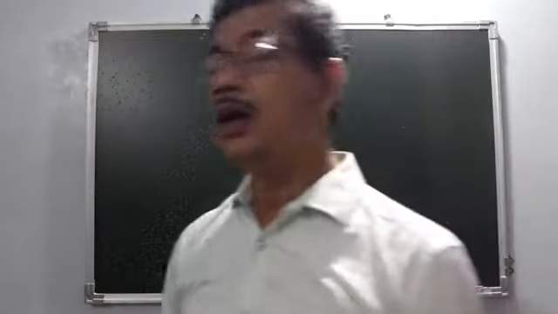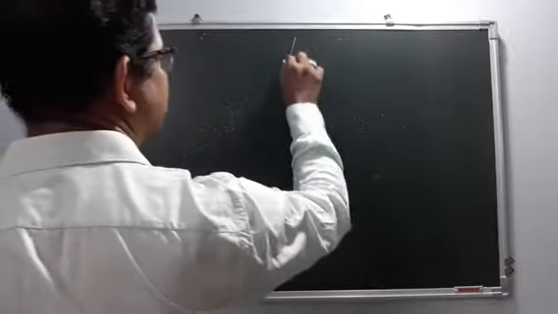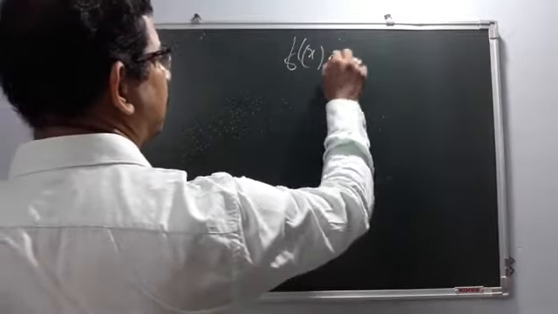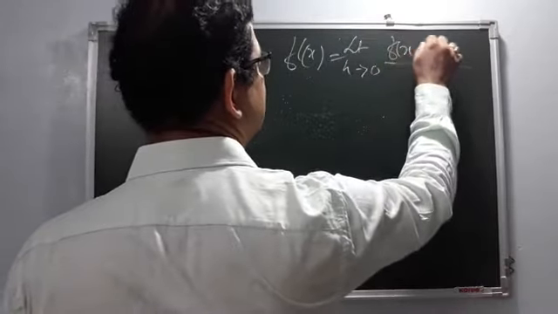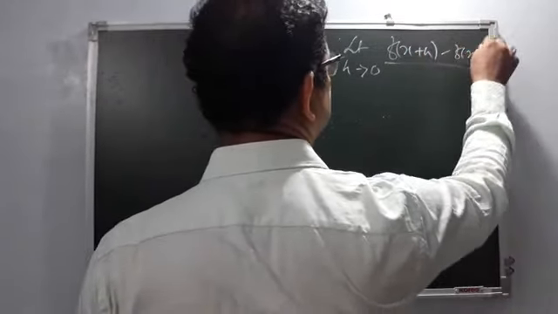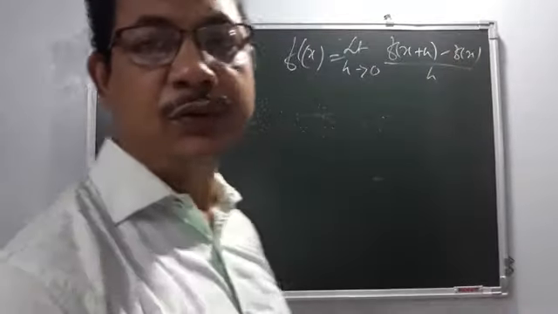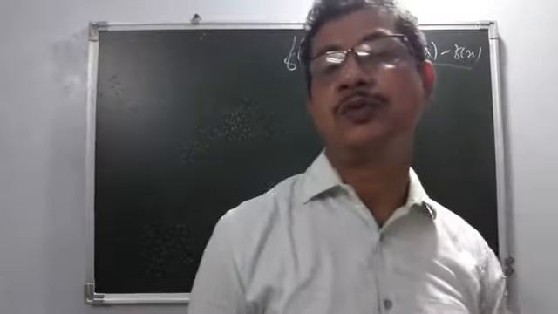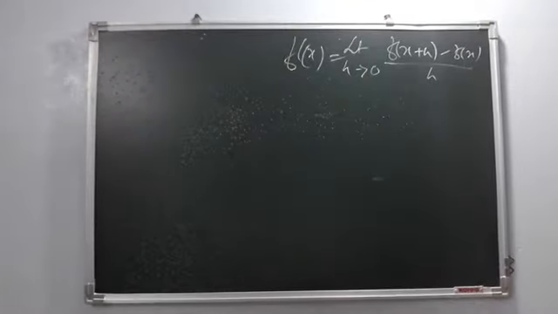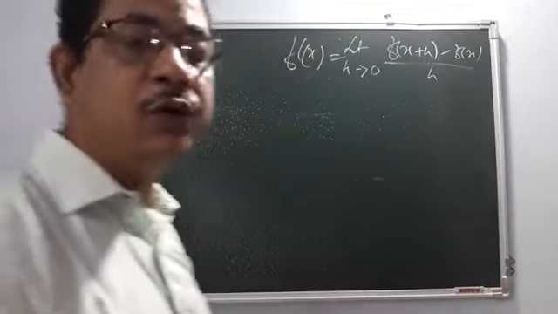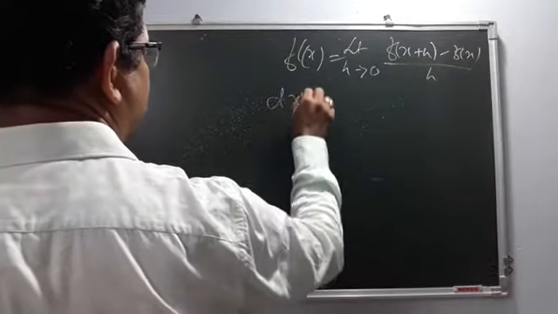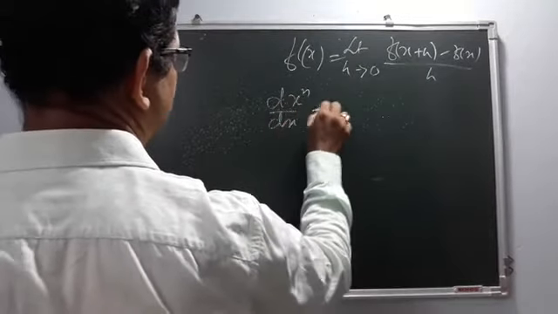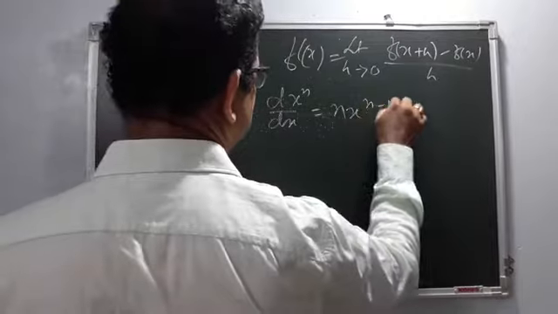Then we have learned the first principle. f'(x) is what? Limit h tends to 0 of [f(x plus h) minus f(x)] by h. That is the first principle. We know the rate of change of f(x) with respect to a small change in x. With that first principle, we have learned so many formulae. One is derivative of x to the power n with respect to x, which is n x to the power n minus 1.